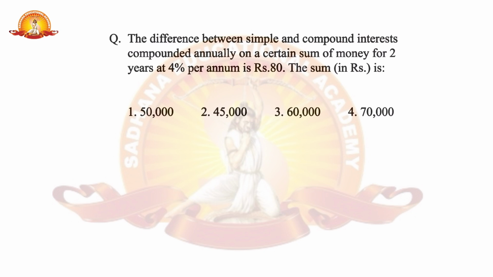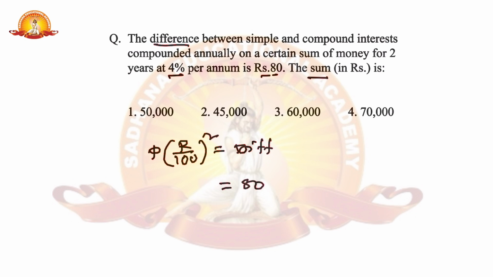The difference between simple and compound interest compounded annually on a certain sum of money for 2 years at 4% per annum is 80 rupees. Find the sum. Here the difference is given, and we have to find the sum. The difference is given as 80 rupees. The rate of interest is given as 4%. So the difference is P times (4 by 100) whole square, and we have to find the principal.